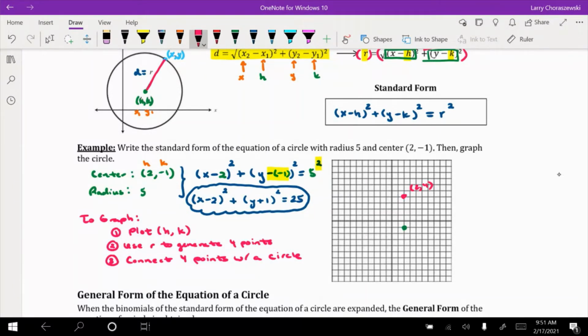We'll go back to our center and go 5 spaces down, which would be at (2, -6). Go back to our center, go 5 spaces left. That would be at (-3, -1). And then go back to our center and go 5 spaces to the right. And that would be at (7, -1). Everybody good still?